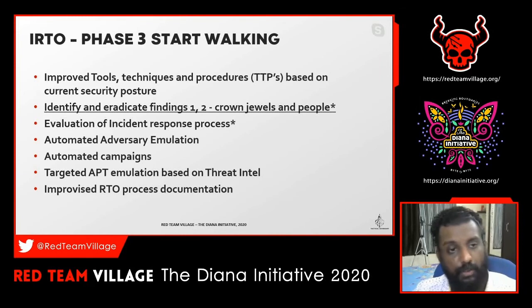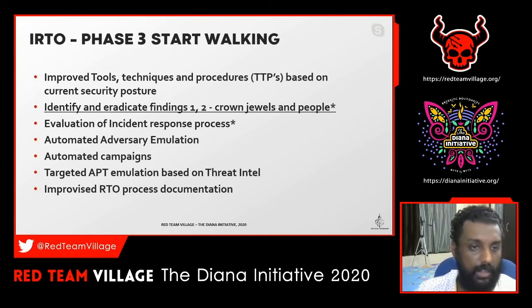From phase one to phase three, we have identified the crown jewels and key people. There should be a vulnerable path that leads to the crown jewels or the key people. Maybe that's a phishing campaign, some weakness in your Active Directory infrastructure, or maybe your cloud implementation. Whatever it is, the vulnerable path towards the crown jewels needs to be fixed.